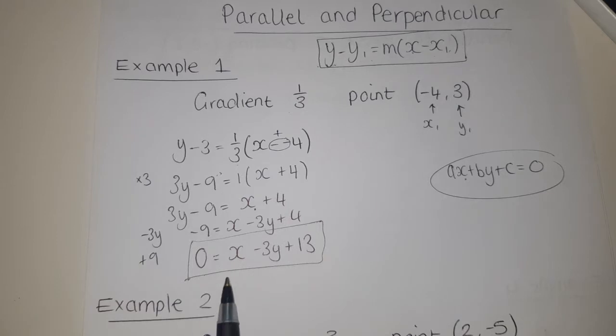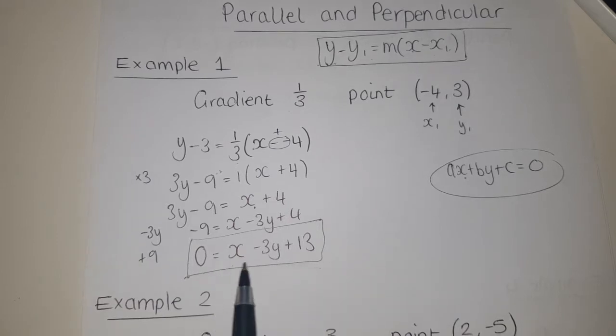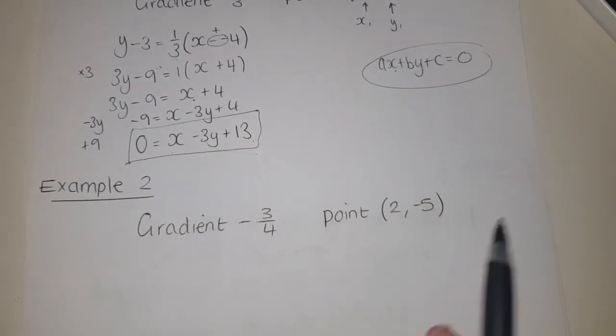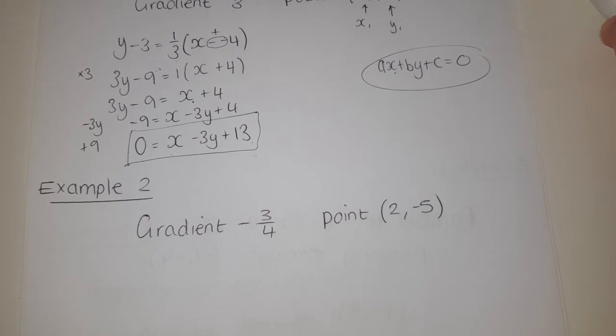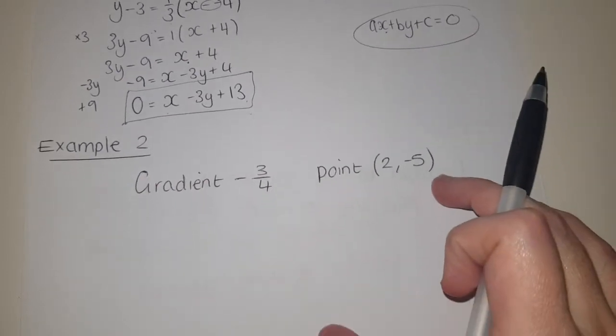Okay, I've got everything on one side of the equal sign. Everything's nice whole numbers. No fractions involved anywhere, so it's all we're looking for. All right, example 2, a little bit of a trickier gradient, but still follows along the same lines.